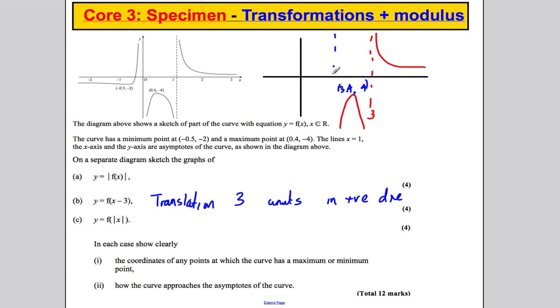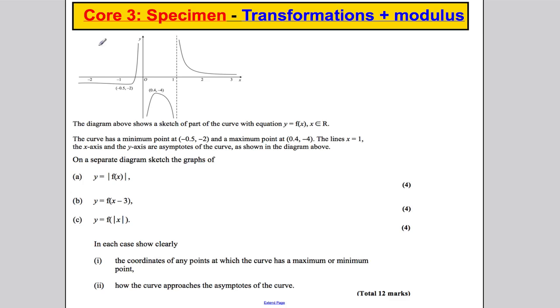That asymptote there was at 0, and that was at 1 before, so now that's at 4, that's at 3, and then the graph would look something like this. And that point there was at -0.5, but it's been shifted over, so it's going to be at 2.5, -2. And we're done. The last one asks us to draw the f of modulus x.